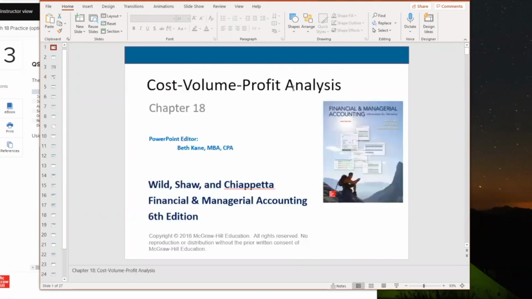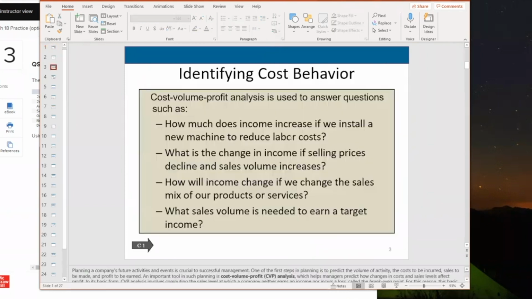Cost, volume, profit analysis. Cost is what something cost us, of course. Volume is how much we produce. And the profit is, of course, our profit, sales minus cost of goods sold. Some of the things we're going to do in this chapter is answer some questions. Like, if we install a new machine, which will help us reduce labor costs, oftentimes a machine can do things cheaper. But how much cheaper?